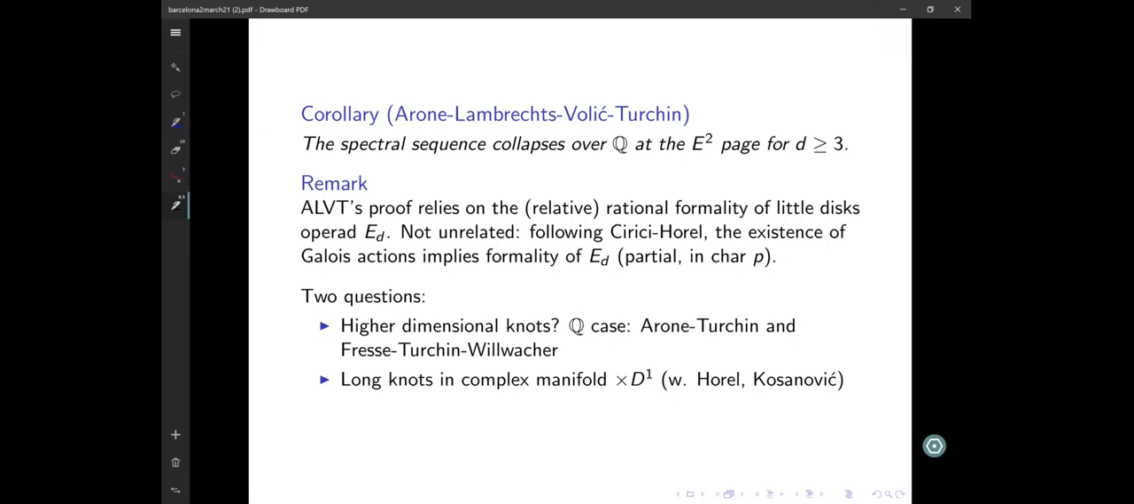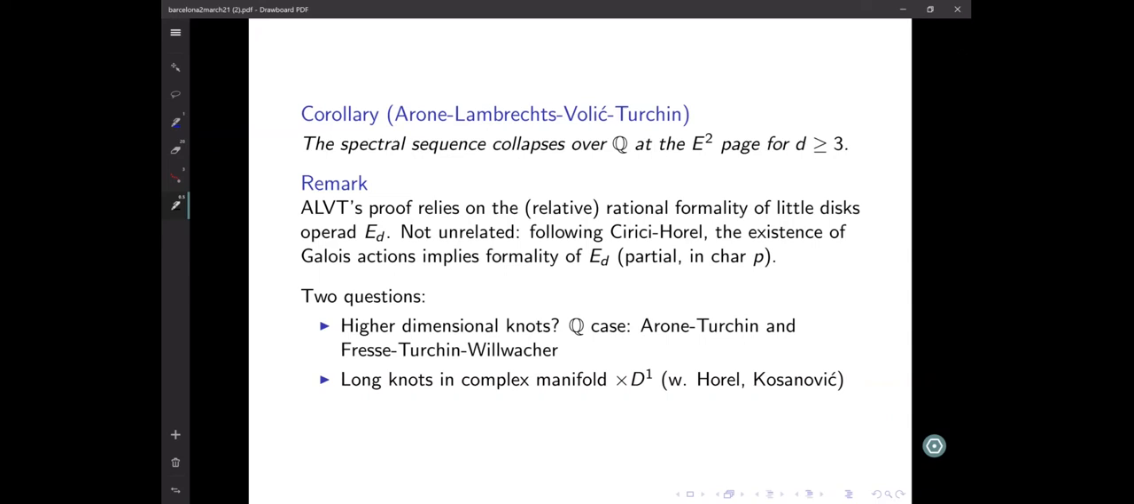Right, I want to finish with just a couple of questions. One of them is what happens in higher dimensions, if we look at knots in higher dimensions. The rational case has been studied very much recently. There are some results by Arone and Turchin, and a better range and improved results by Fresse, Turchin and Willwacher. We wonder if you can use these Galois actions to get results at the prime p as well. That's something we were thinking about. You can also play similar games if you look at embeddings of some manifolds in R^n, because essentially what you're using is that you're still working with the little disks operad in some sense, so you can still try to use these actions to prove collapse results.